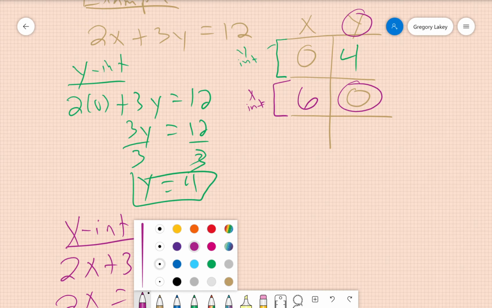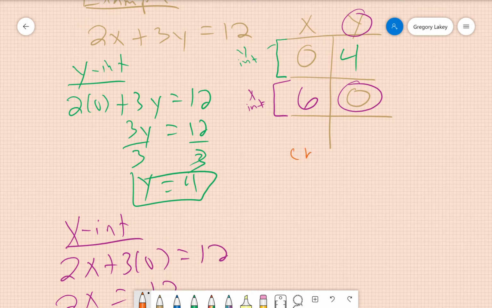Now, the next one is the checkpoint. You can always graph any line with 2 points and connect it, but that doesn't mean that you graph the equation correctly. So you always want to have a third checkpoint to make sure you've actually done this equation correctly. So down here, put checkpoint.